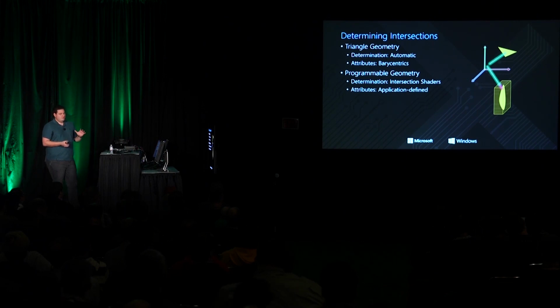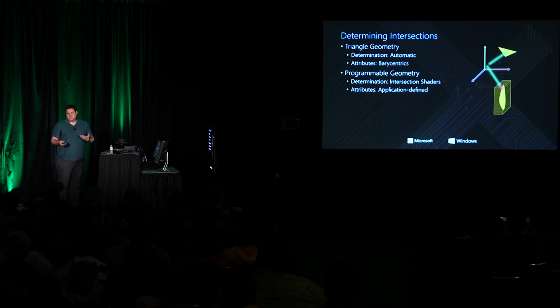For programmable geometry, the intersection is determined by what's called an intersection shader. Now, intersection shaders are invoked whenever a ray intersects the axis-aligned bounding box, and then it's up to the application to specify whether or not that ray actually intersects your custom geometry, or whether or not it just missed. And then as well, whenever you have the intersection point, the application specifies its own attributes. They can be barycentrics if it's a triangle-like structure, but otherwise you can specify attributes however you like. You should also make sure to try and keep this small, though, a few bytes.